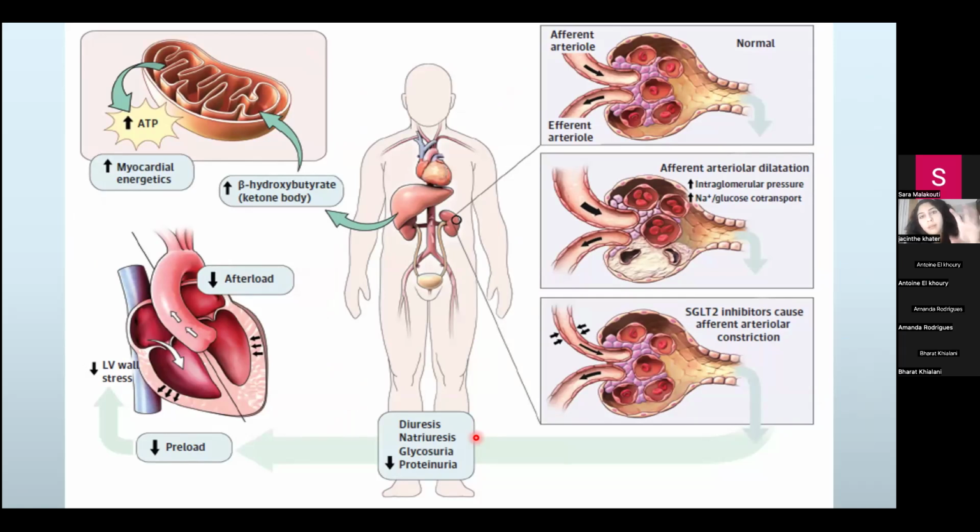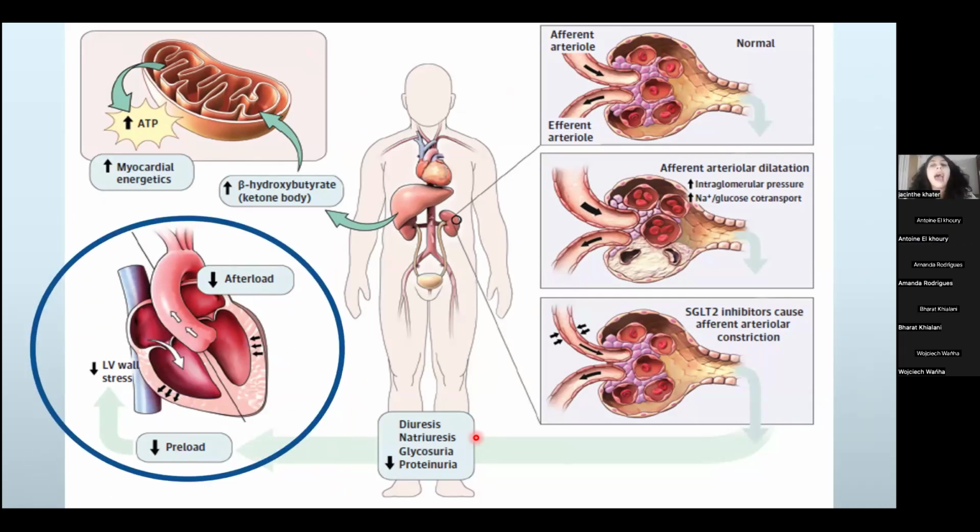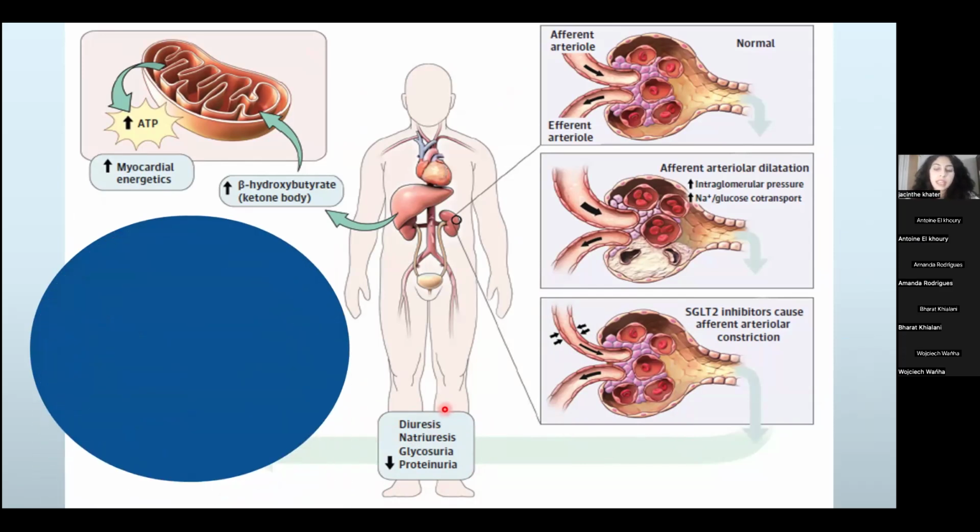So why is it important to dig into how SGLT2 inhibitors work in the body? Because we're going to arrive at something very important, which is the heart. First of all, they work by constricting the afferent arteriole at the level of the kidneys, and thereby they induce a state of diuresis, natriuresis, glycosuria, and low proteinuria. All of that is important because it will affect the preload and the afterload by decreasing the blood pressure. Glucosuria will act as an osmotic diuretic, and it will induce a lower blood pressure.